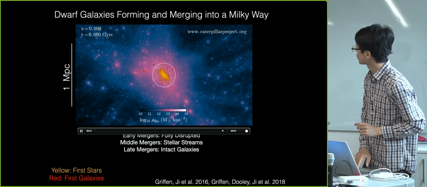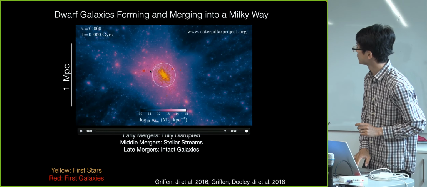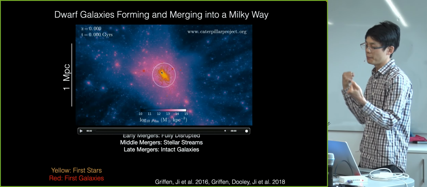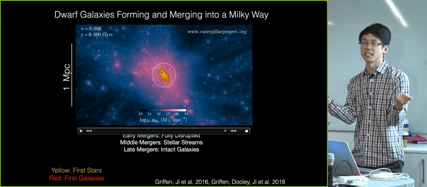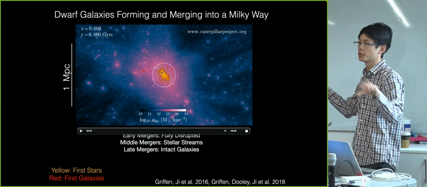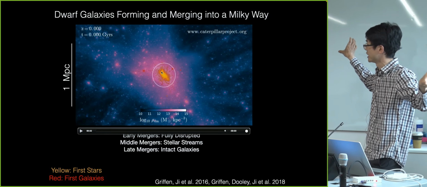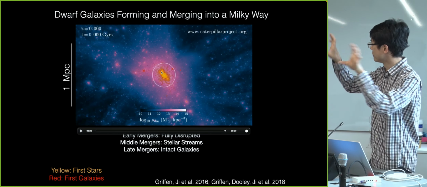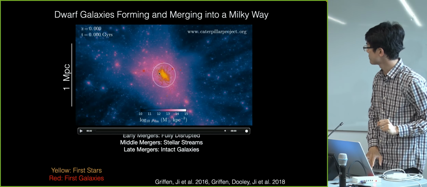Things that accrete at intermediate times, you might have seen this thing over here. They basically accrete into our Milky Way and get tidally disrupted, but maintain their physical shape for a while. That's called a stellar stream. You can still see it as a coherent structure in the plane of the sky, in physical space, instead of being phase mixed.